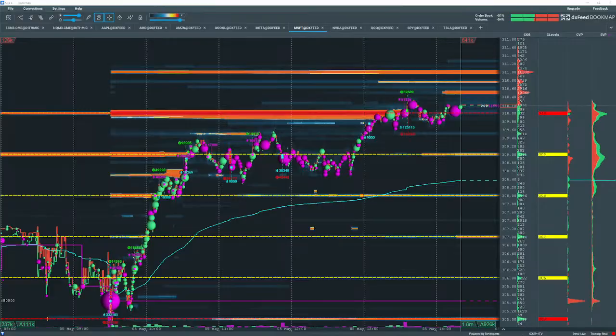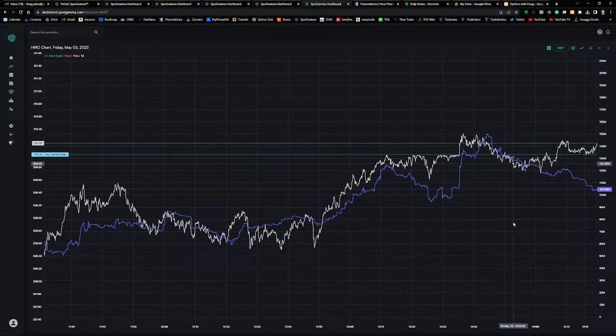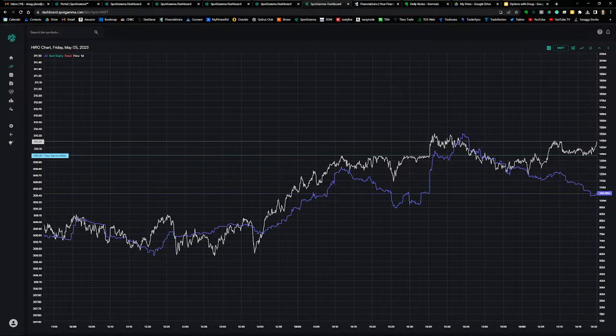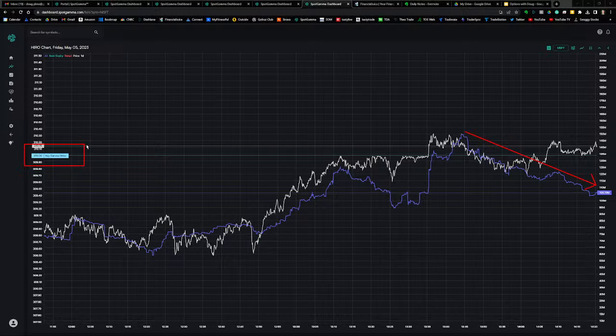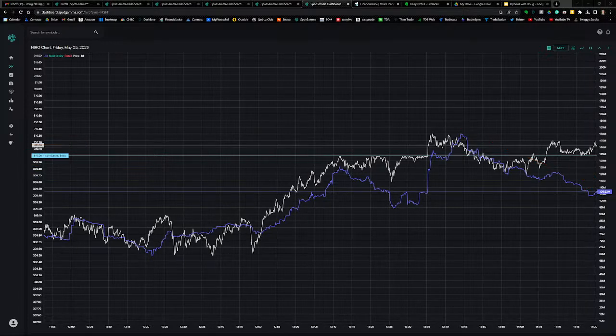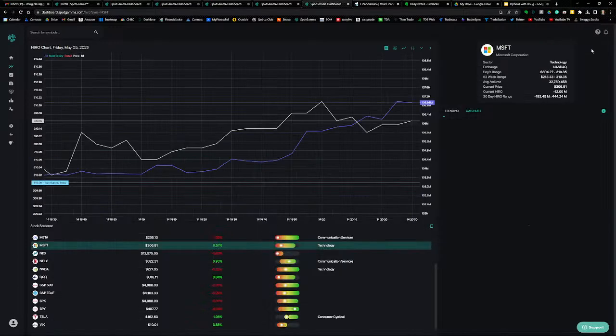Let's go back to Hero. So notice the potential divergence set up here. Hero is falling, and price at a key level, the 310 key gamma strike. But I would certainly be cautious here. Friday afternoon, big bullish day. All right, that's Microsoft. Let's take a look at NVIDIA.